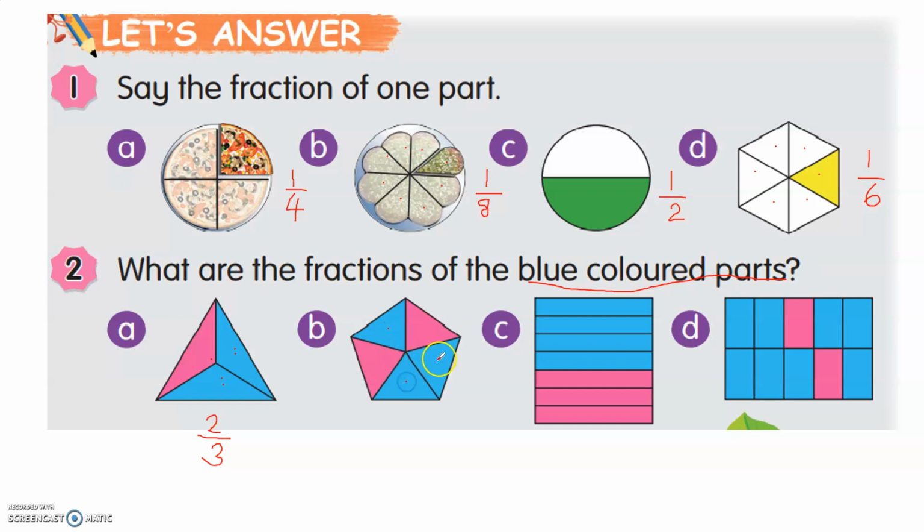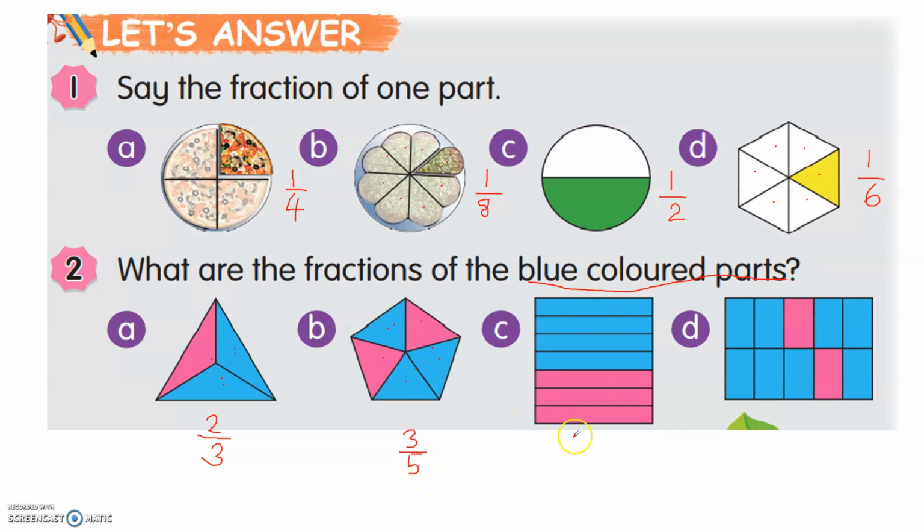Okay, here, how many blue parts? 1, 2, 3. 3 over, all together, how many whole parts are here? It is cut equally into 1, 2, 3, 4, 5. The fraction will be 3 over 5.